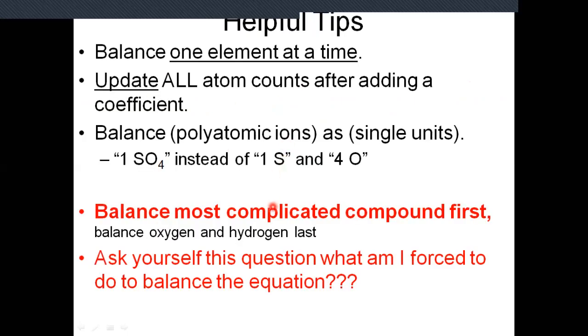Students, again, I am giving you some helpful tips: balance one element at a time. And polyatomic ions should be considered as a unit instead of writing the elements separately. And balance oxygen and hydrogen in the end.